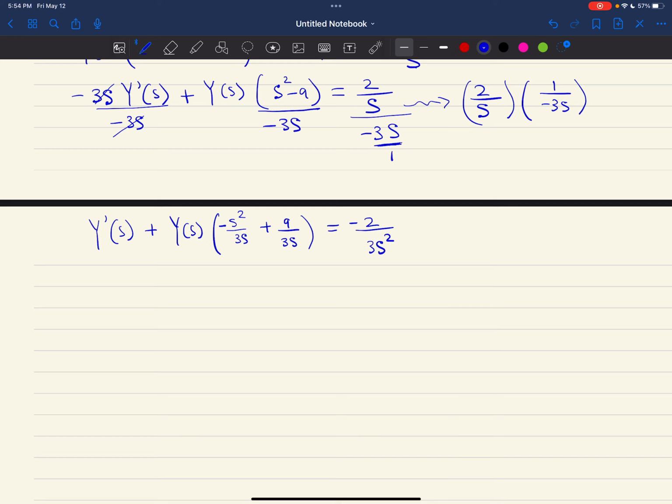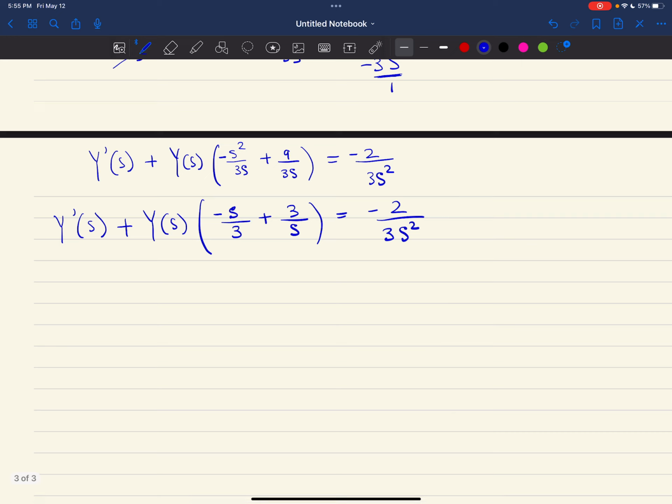Okay, so then we would have something like Y prime of s plus Y of s. And if you do this part here, you would end up getting something like negative s on top and 3 in the bottom. And plus, if you do this part, 9 divided by 3 is just 3. So 3 on top and s on the bottom equals negative 2 divided by 3s squared. Okay.